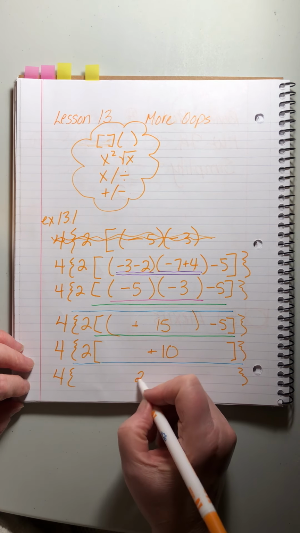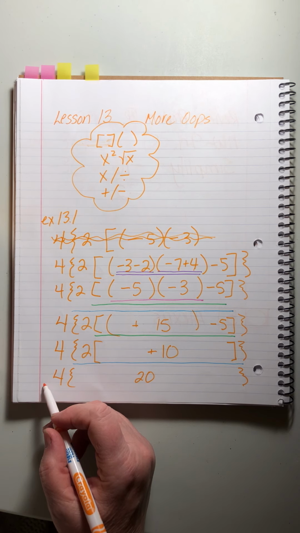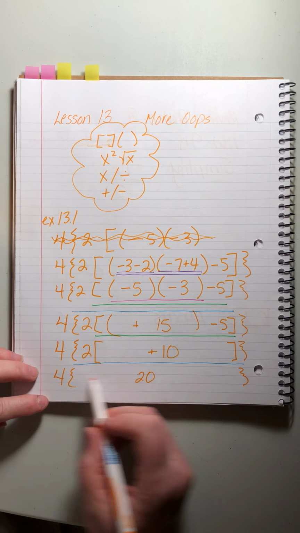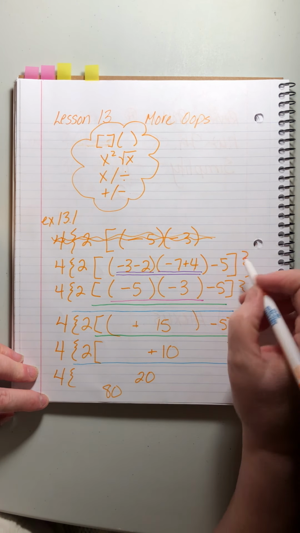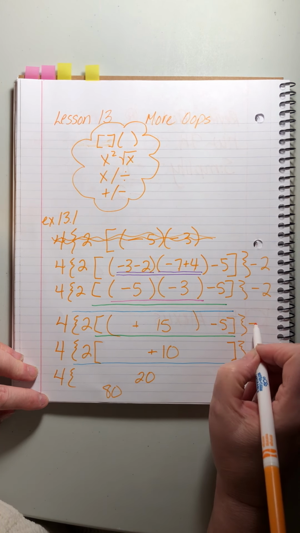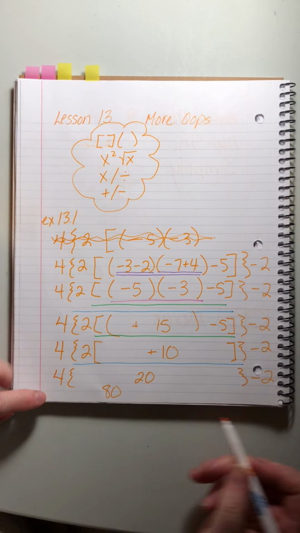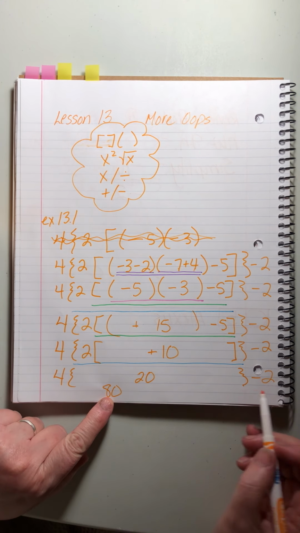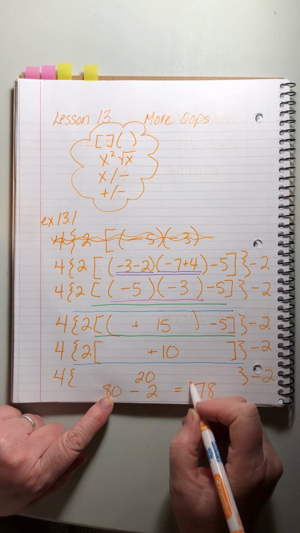Okay, so now it's 4, and now we're doing the whole pointy parentheses. 2 times 10 is 20. Oh, I see what I did. Okay, so all of this becomes 80, right? What I forgot to copy was that there's a minus 2. That is outside all of the brackets and parentheses. So 4 times 20 is 80. Now we're ready to take on that minus 2. And our final answer is 78.